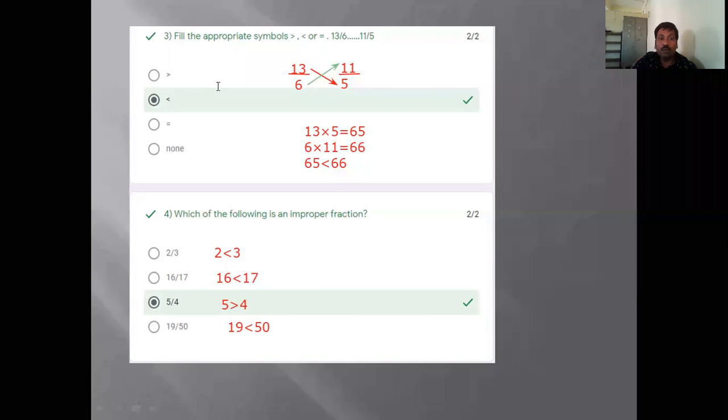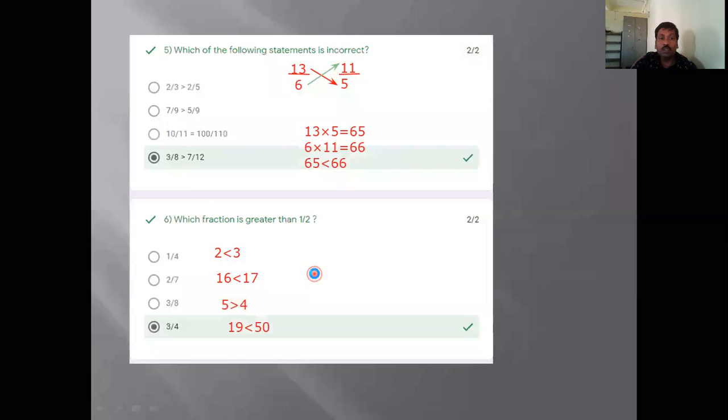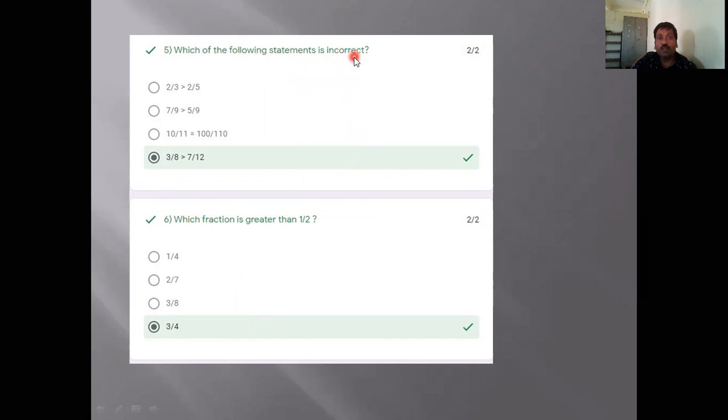Okay, now go to the next question. Question number 5. Which of the following statements is incorrect? To compare all the options, we see that 2 by 3 and 2 by 5 is correct. This is also correct. This is also correct.